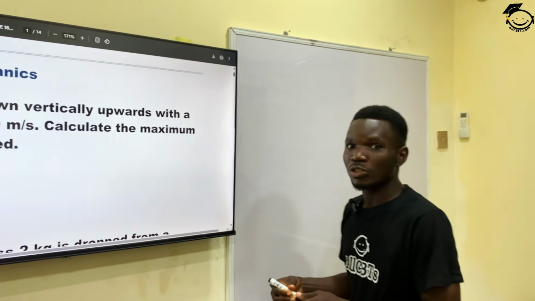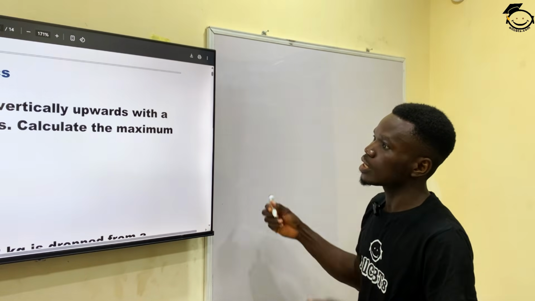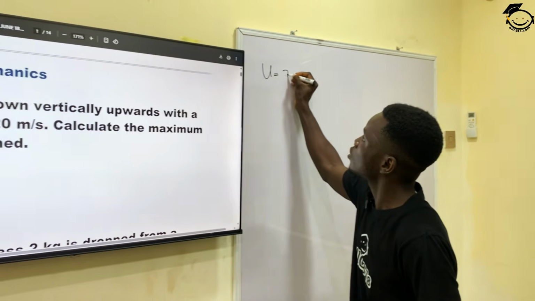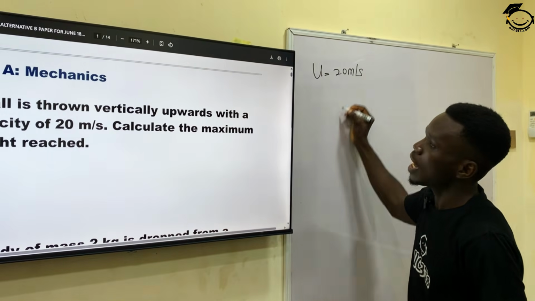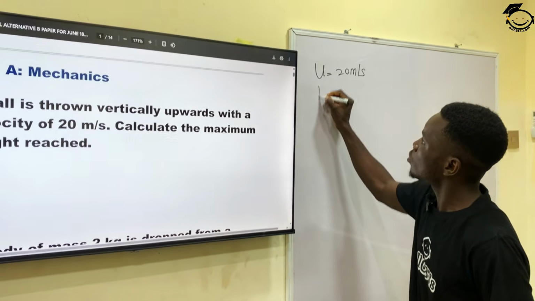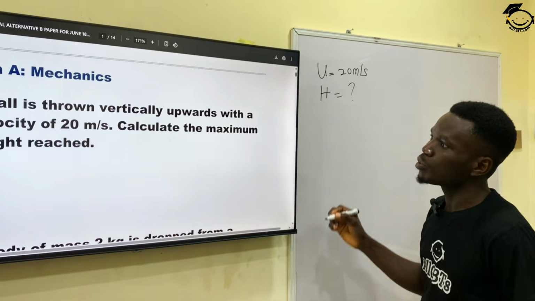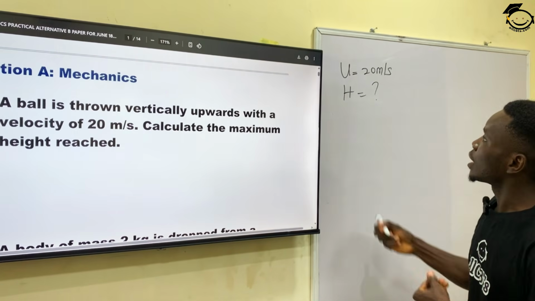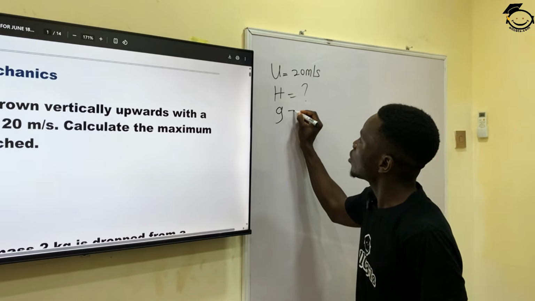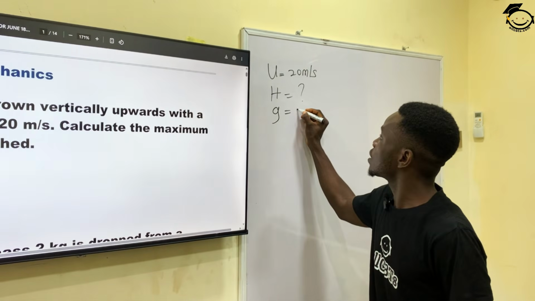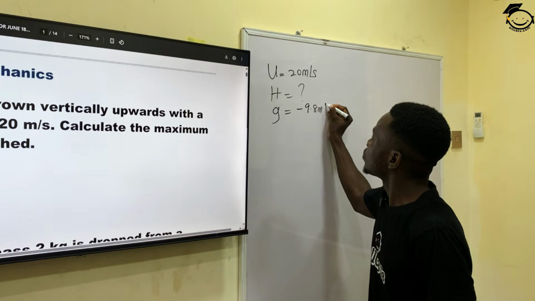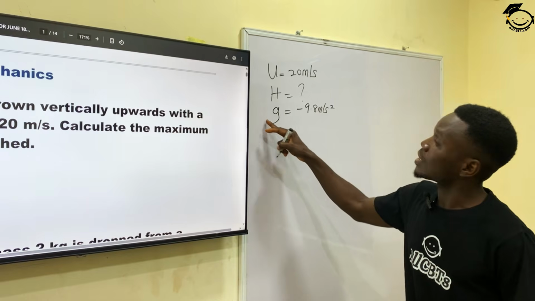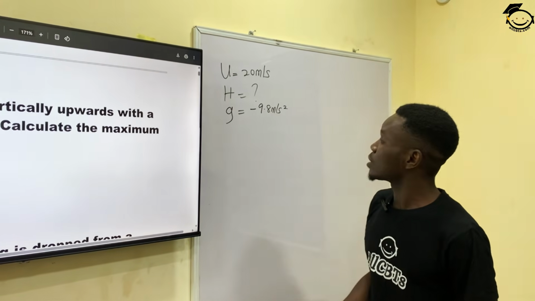When you see a physics question, the first thing you do is bring out the parameters. Our first parameter is the initial velocity, u, which is 20 meters per second. They said calculate the maximum height reached, so our height is unknown. The ball was thrown vertically upward, so automatically you know that gravity is involved. Because it is moving against gravity, this is negative gravity, so our acceleration due to gravity is 9.8 meters per second squared.